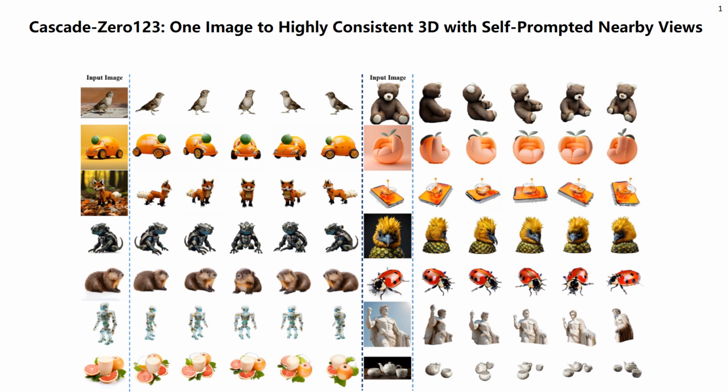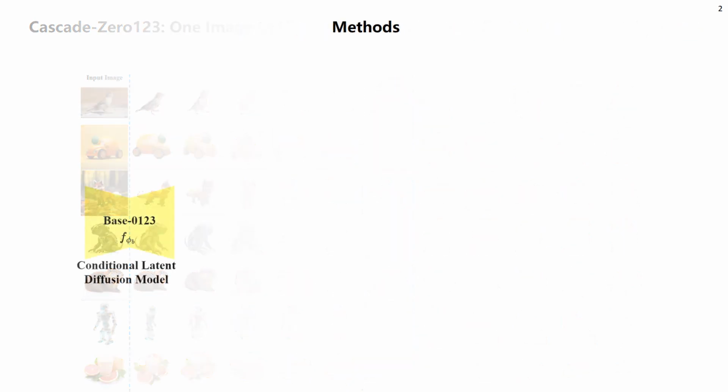Cascade-Zero123 shows strong capability on various complex objects, such as insects, robots, or multiple stacked objects. Here we will give a brief introduction of the structure of our Cascade-Zero123.